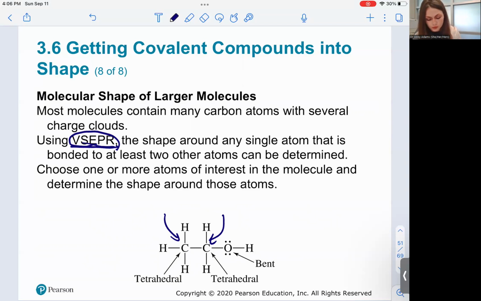All right. So if we look at this carbon, we see that there are 4 areas of electron density, and we have a tetrahedral shape. And around this carbon, it's the same. All right. You have 4 areas of electron density, tetrahedral. And here with this oxygen, it's going to be bent. All right, so just break it down and look at your central atoms one at a time. All right, so oxygen has those 2 lone pairs, so that's still going to be bent.